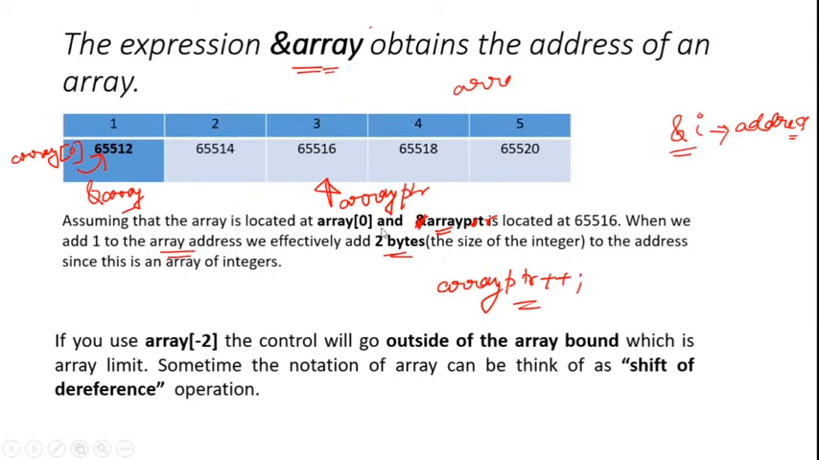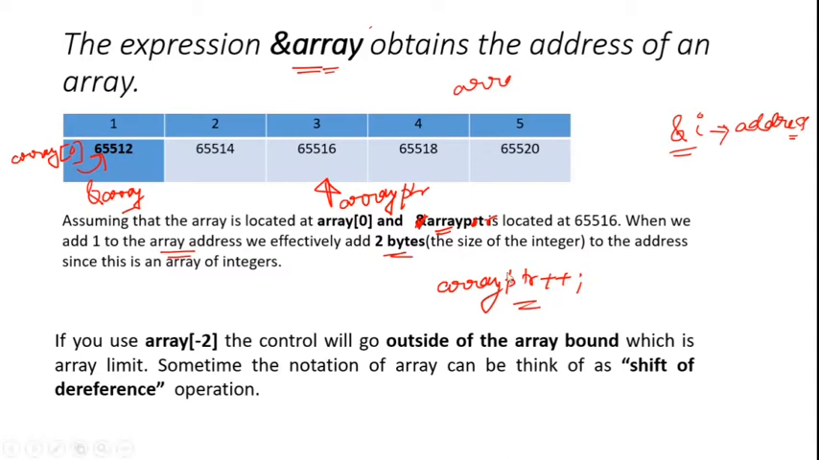So when we add 1 to the array address, we effectively add 2 bytes to the address, since this is an array of integers. Although we are doing array pointer plus plus, or adding one to the array address, it will not add 1 byte, it will add 2 bytes because an integer takes 2 bytes.